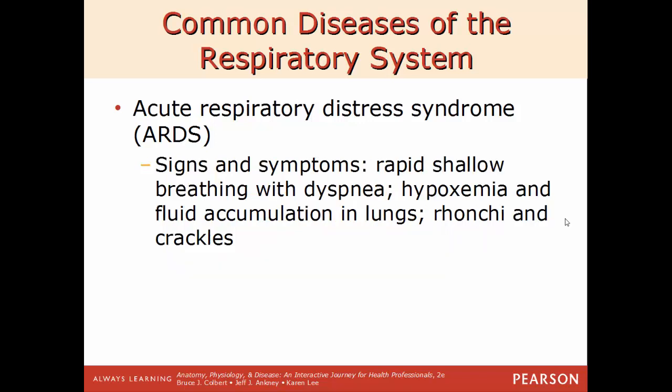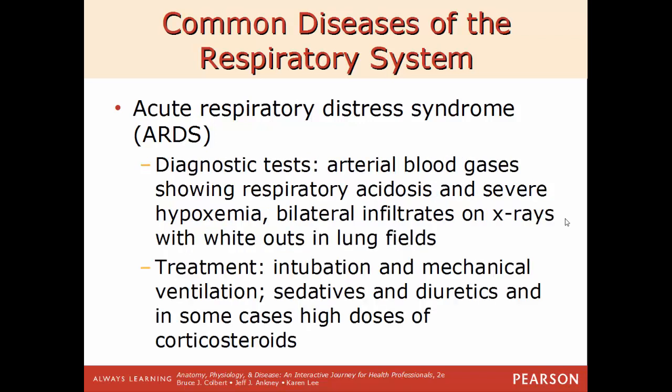Some signs and symptoms: rapid shallow breathing with dyspnea, hypoxemia, and fluid accumulation in the lungs, having rhonchi and crackles in the lungs. Some diagnostic tests: arterial blood gases showing respiratory acidosis and severe hypoxemia, having bilateral infiltrates on x-rays with whiteouts in the lung fields. Those are good indicators of ARDS.